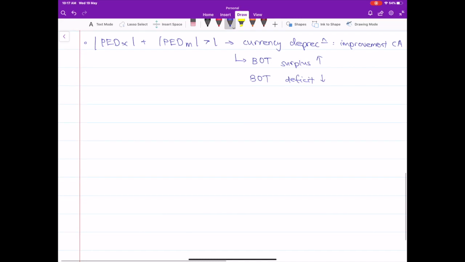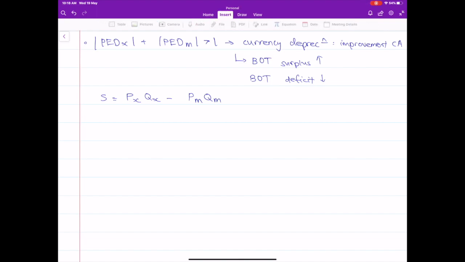Now, first of all, what we have to do to prove this is to write an expression of the surplus, which I'll be using S to denote. So S will be equal to the price of exports times quantity of exports, which gives you the export revenue, minus the price of imports times quantity of imports, which gives you the import expenditure. However, this expression is not complete because we have to do everything in terms of domestic currency in order for the values to be appropriate.